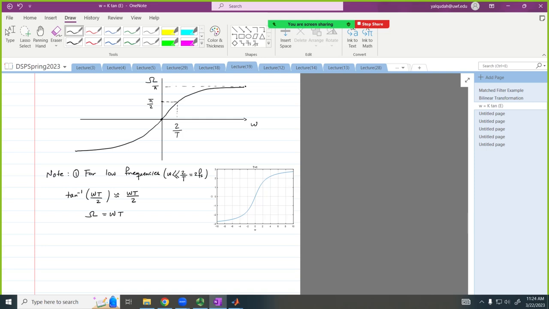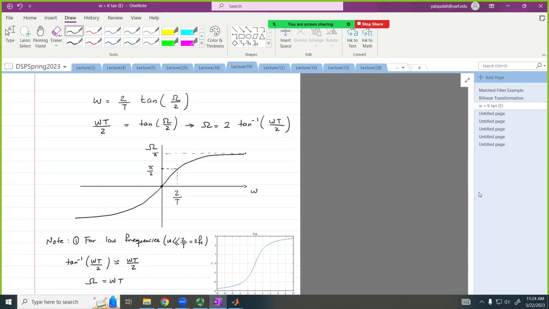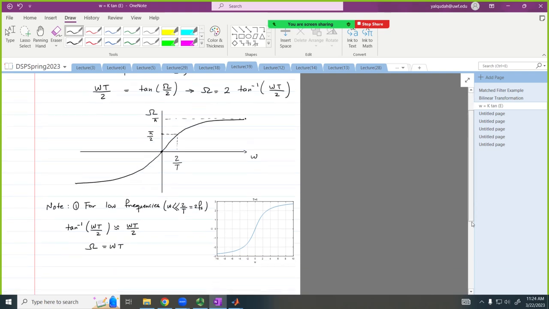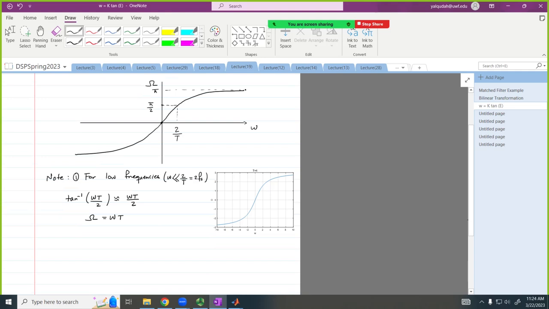Does that make sense, everybody? So looking here, when omega T over 2 is very small, the tangent is going to equal the angle. The formula on the page before. Therefore, when the angle is very small, the tangent is almost equal to the angle. And therefore, omega is just going to equal W multiplied by T, which is what we're used to. That's how we transform from W to omega.